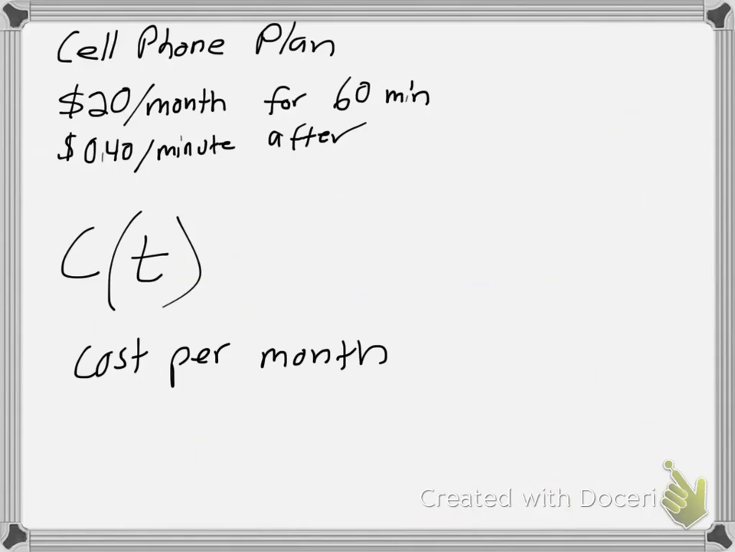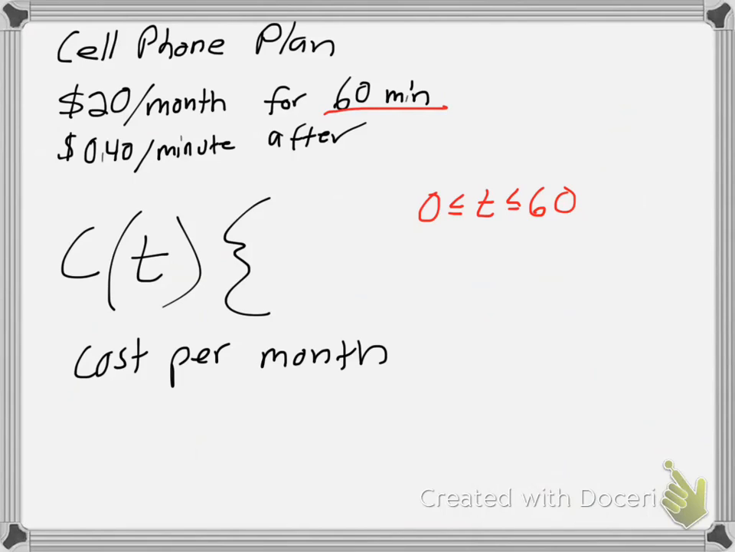So we're going to express this as a single function, C of t, which is cost per month, where t is for time elapsed. And the first thing that we need to do is set up which function acts which way, and what the interval they act in is.